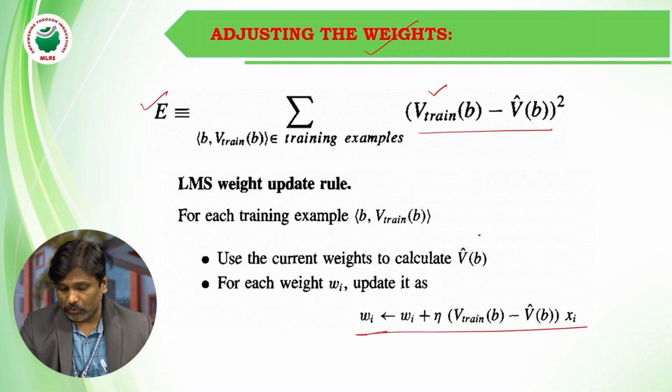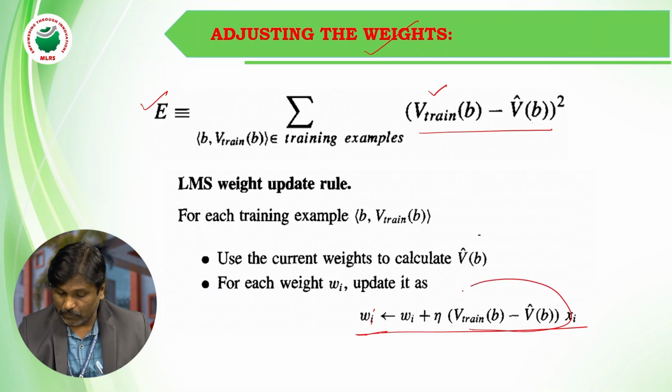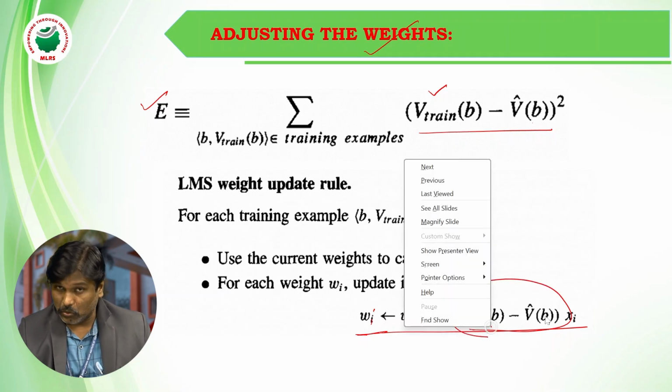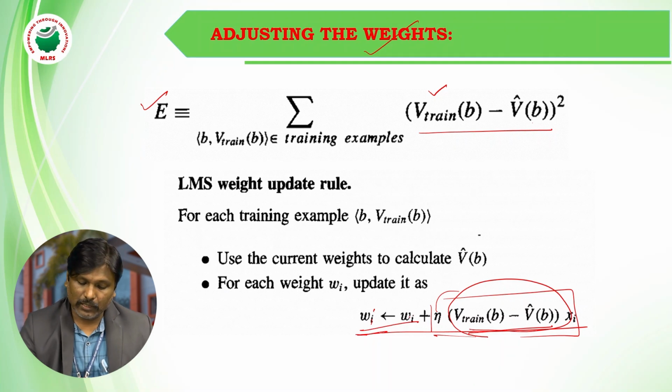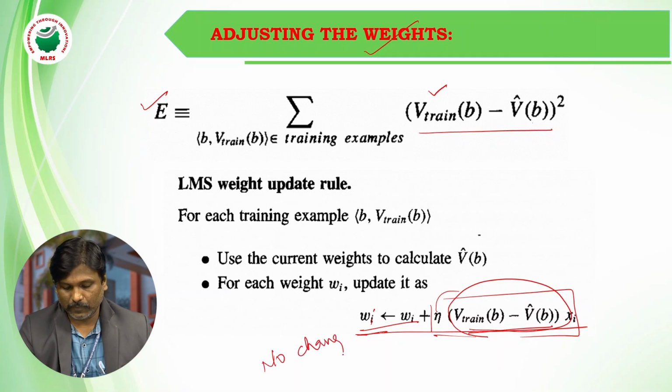And next, the final condition. Here I want to write Wi in terms of Wi plus eta times V train of B minus V cap of B, times Xi. For that condition, if these two values are equal, V train of B equals V cap of B, then this value equals 0. Then we have only Wi equals Wi. In that condition, there is no change in the weights.